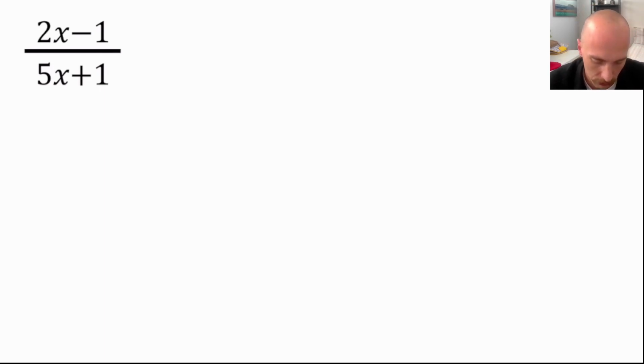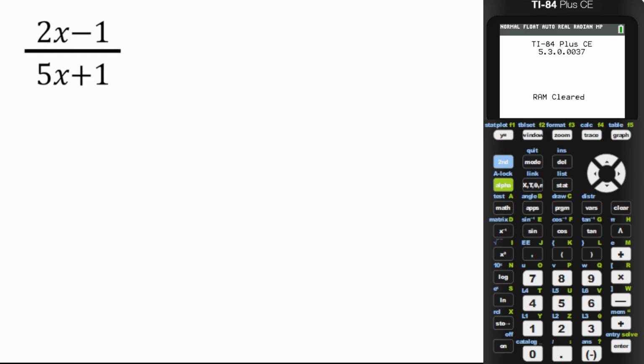So for now, I've got 2x minus 1 over 5x plus 1. Okay, and with this one, I think I'm going to make another table, but I'm just going to flash it up on screen. No, I've had a better idea. I'm going to let technology make the table for me. So I'm going to go over here and I'm going to type in 2x minus 1 over 5x plus 1 into y1. Then I'm going to go ask for a table. So I'm going to go over here to table.